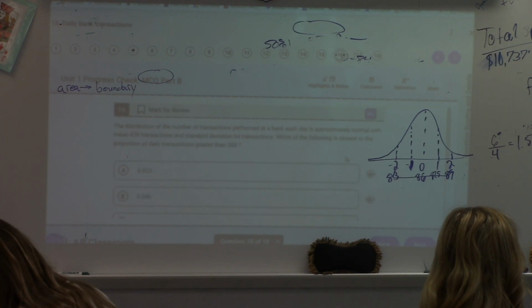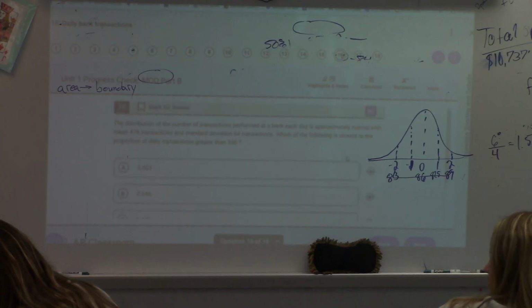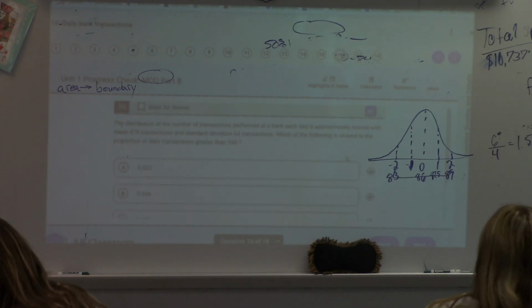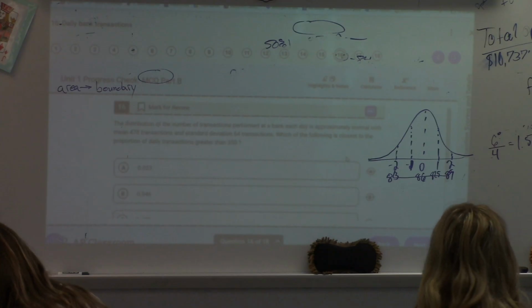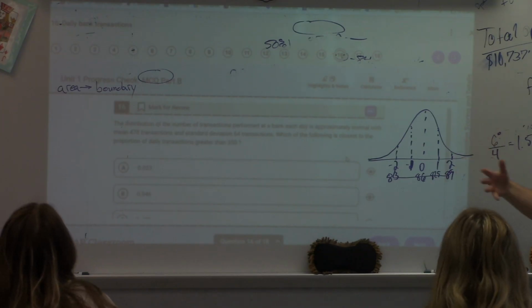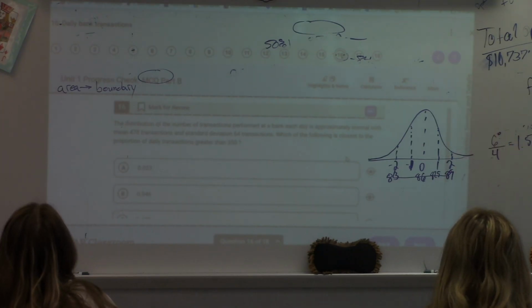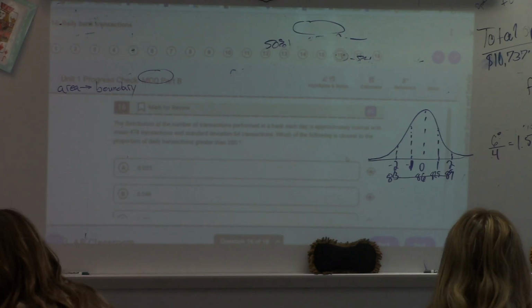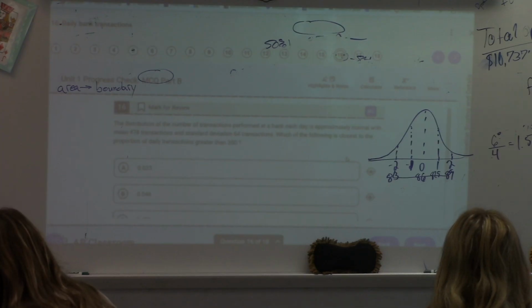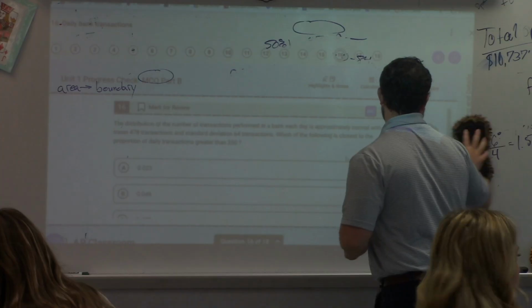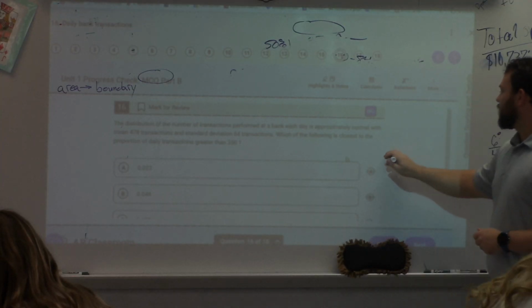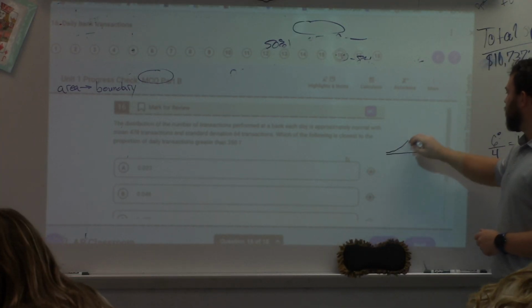All right, so 16, 17, 18. This is definitely where we missed the most questions, so we're going to take a little more time here. That's why I moved quicker through the previous one. As soon as I read that first line, what am I going to do? The distribution. Draw it out. Don't make your life hard. Approximately normal. And what's going to be right in the center?